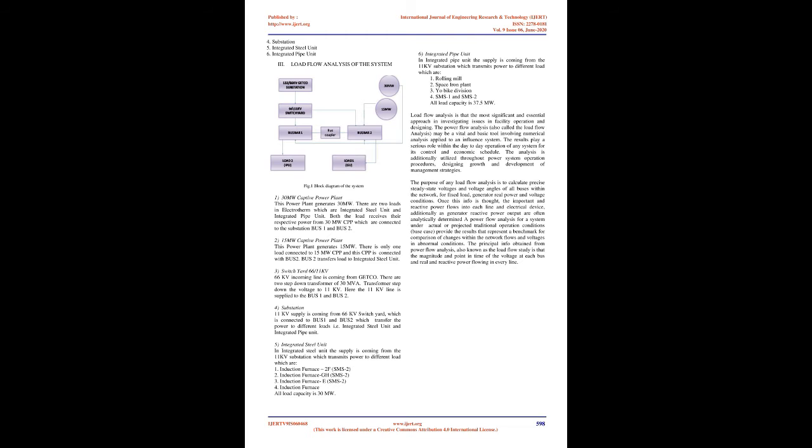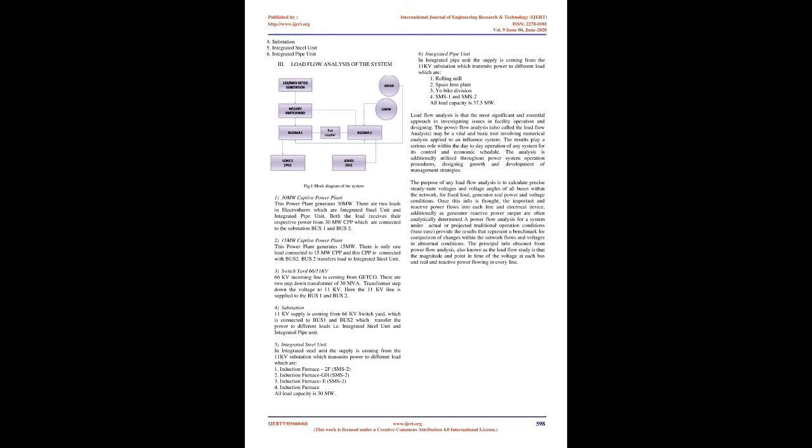2. Overview of the system. In Electrotherm there are 2 units, ISU and IPU, i.e. integrated steel unit and integrated pipe unit. Both the units are connected with the substation which provides them power. The substation consists of bus 1 and bus 2. Both the buses are connected by a bus coupler.